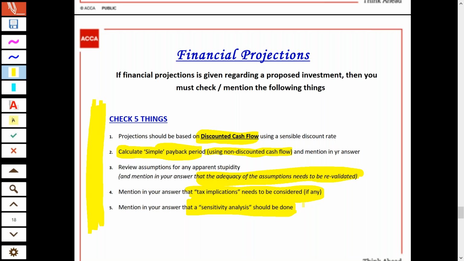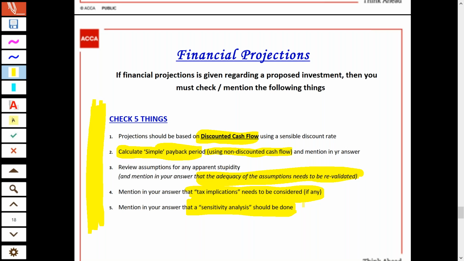It means, what if the costs increase by 10% and the projected revenue decreases by 10%, what is the impact on the NPV? It's called sensitivity analysis. Okay, so I need a promise from you. You need to promise me that you will remember this 5-item checklist, and whenever you see a financial projection, I repeat, financial projection, immediately you will not scratch here and there. You will just go through your 5-point checklist and come up with your observations.